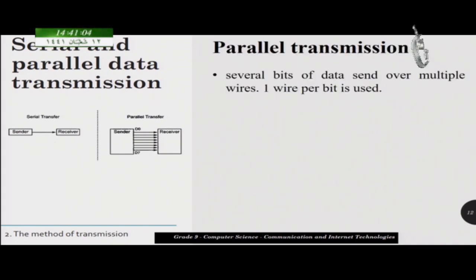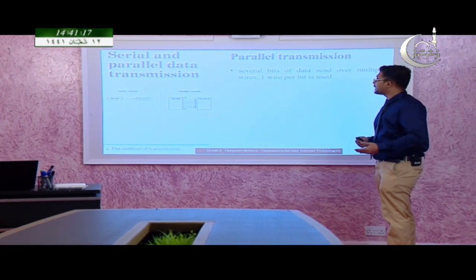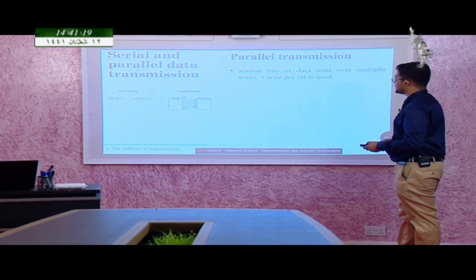Now when you get into parallel data transmission, several bits are sent at the same time. Let's say n bits on n lines. For example, 8 lines will be there. We will be sending 8 bits at the same time. That is parallel data transmission.